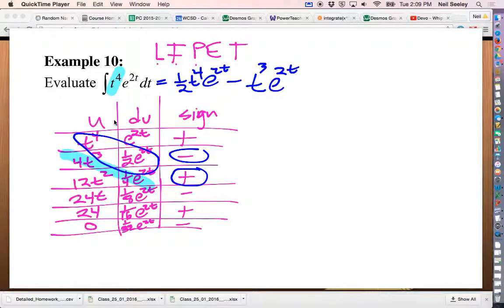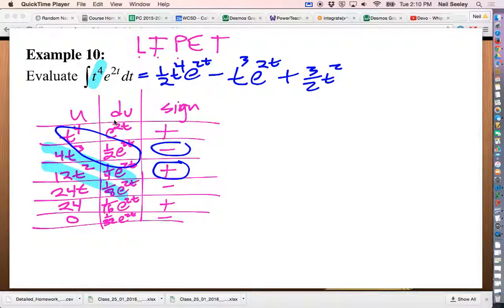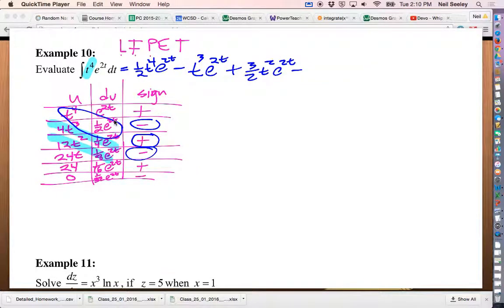Pick up this plus sign right afterward. You do the next diagonal, and 12 times 1/8. Do a little simplifying, so we could do 3/2 t squared e to the 2t. And then pick up that minus sign right afterward. Then 24 times 1/16, so again we're dividing by 8, so it's 3/2 t e to the 2t.